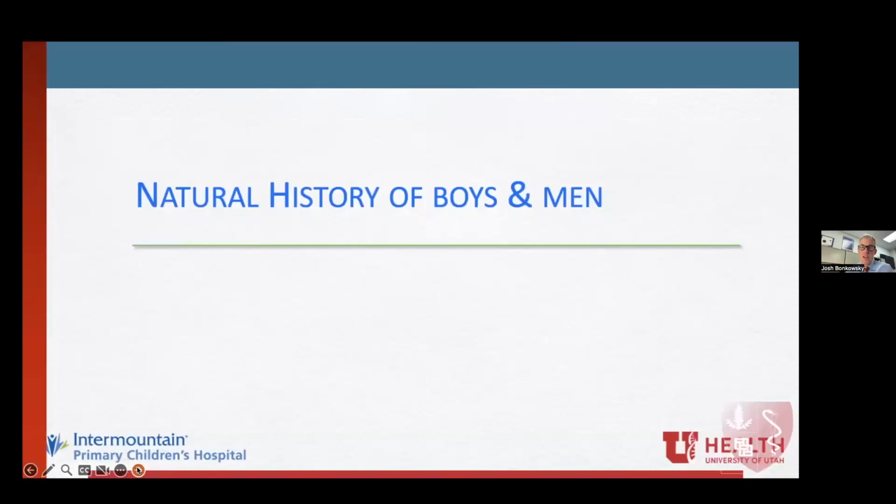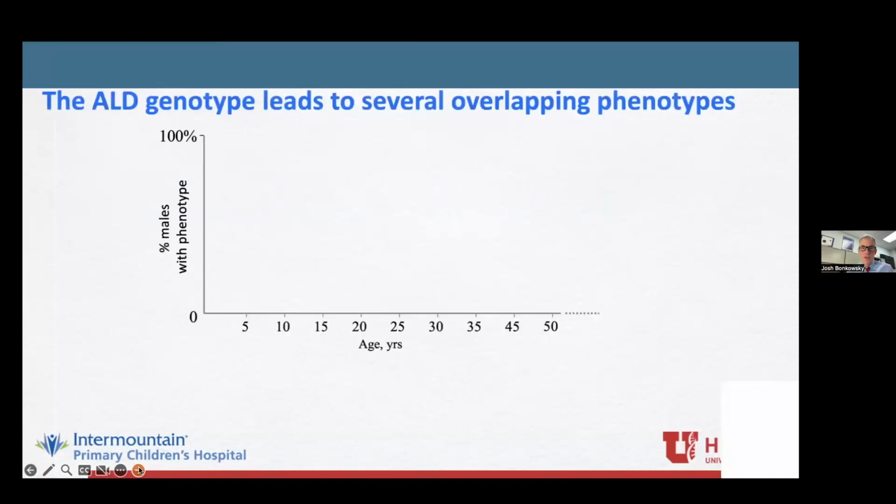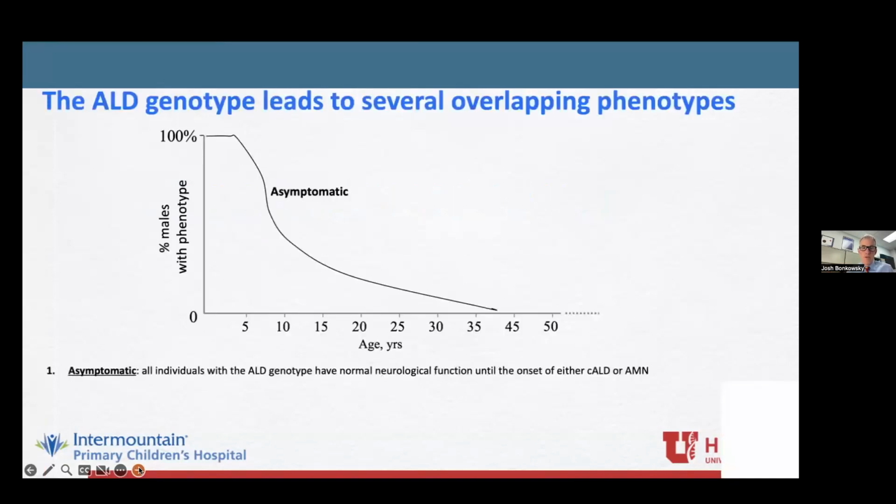Let's talk for a minute, we'll focus on boys and men for a couple of minutes. As we mentioned before, there are different kinds of disease types for ALD. First of all, someone can be asymptomatic, and this is a bit of a classical view, and our knowledge is becoming more nuanced as we understand more about ALD. So basically, men with ALD are often asymptomatic, then over time begin to have symptoms.